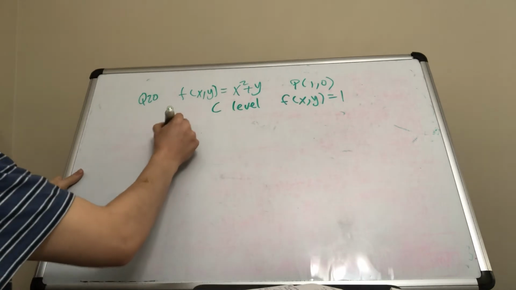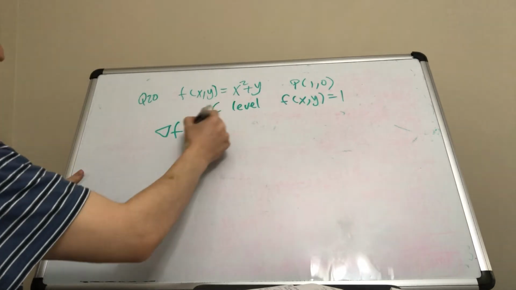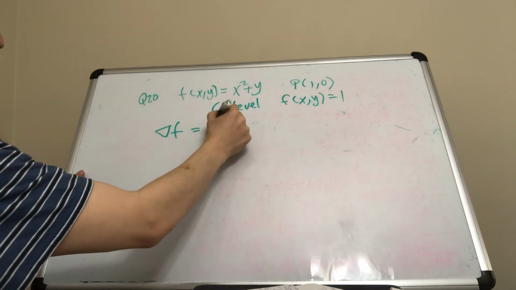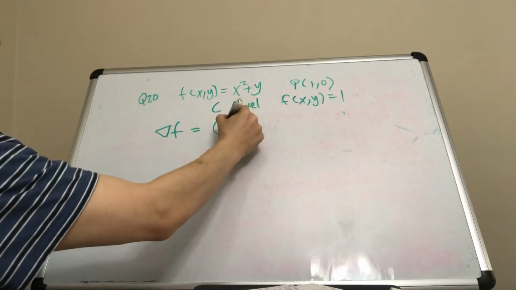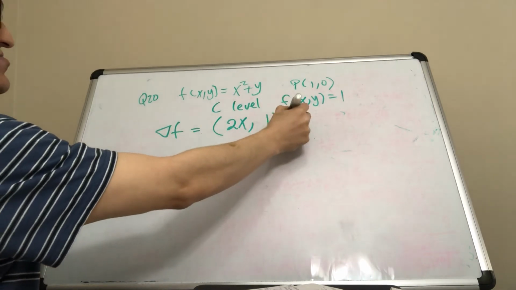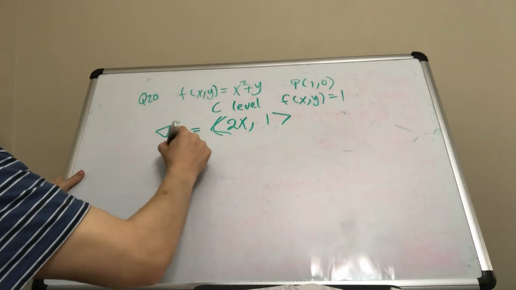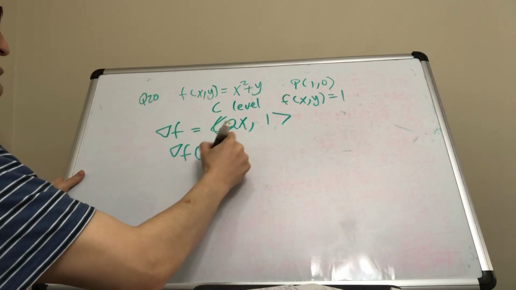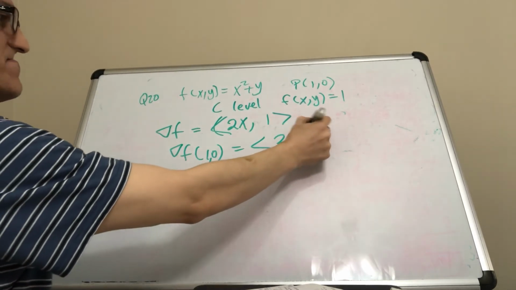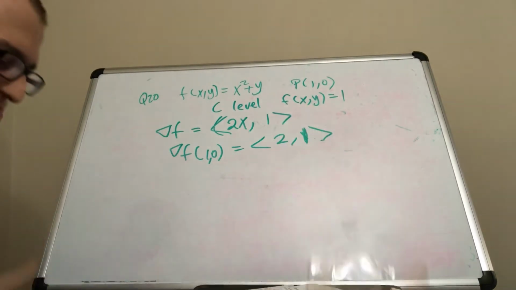Find the gradient of this at the point. Derivative of this with respect to x is 2x. Derivative of this with respect to y is 2y. What is this at (1, 0)? It would be (2, 0). So we found the gradient.